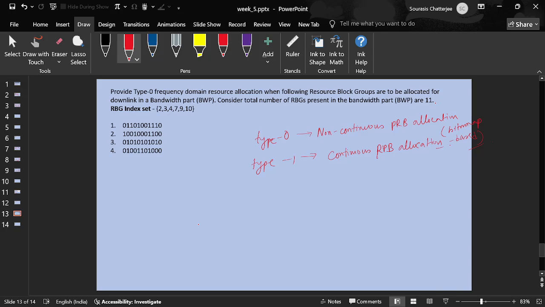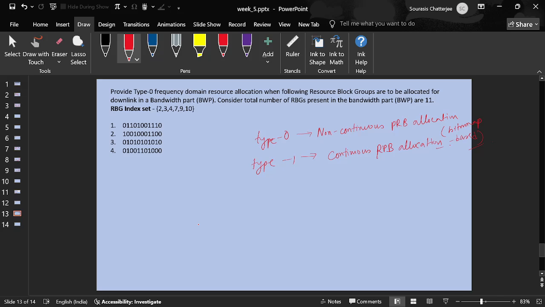So the question is, given that the total resource block groups present are 11, and these are the index set I am going to use, what is going to be my answer? Whichever bits are there, 2, 3, 4, 7, 9, 11, those bits are 1 and other bits are 0. 2, 3, 4 means triple one. Triple one is not there anywhere, so that means all answers are incorrect.